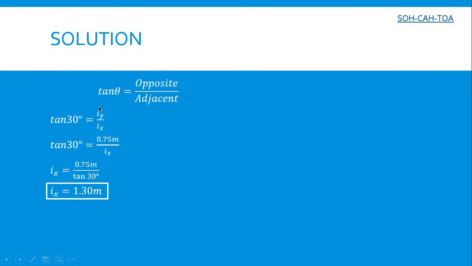Next, in getting the x component, we will be using the TOA in SOHCAHTOA, which is tangent theta is equal to opposite all over adjacent. By substituting the y component, tangent 30 degrees is equal to 0.75 meter divided by x component. Revising this equation, we will get x component is equal to 0.75 meter all over tangent 30. And we will get a total for x component of 1.30 meter.